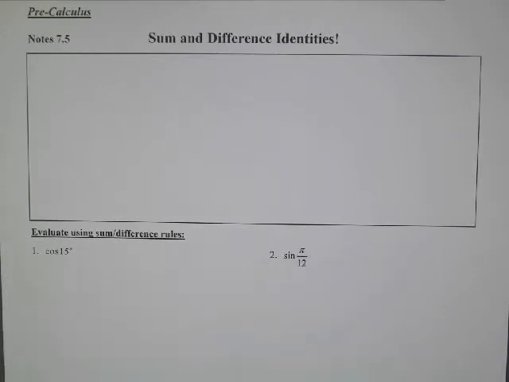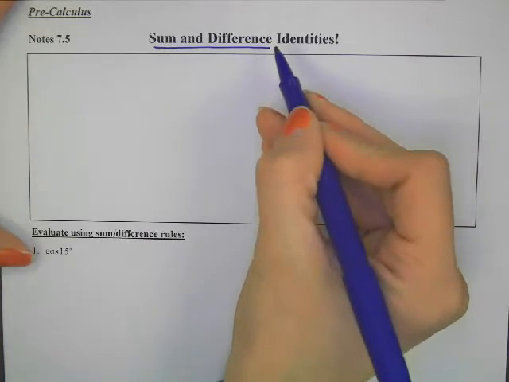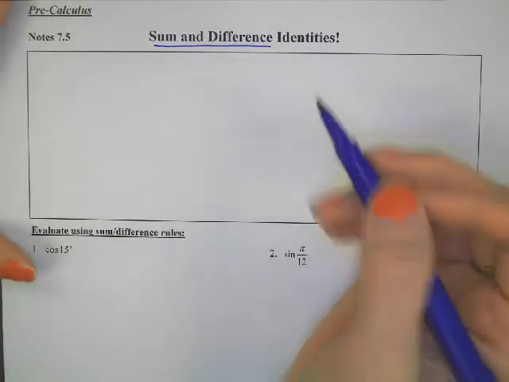So let's begin the second half of Chapter 7, which has a ton of formulas. For people that are good about memorizing them early on, it will go better for you. What we're going to do here are the sum and difference identities. So let me just ask you guys real fast.